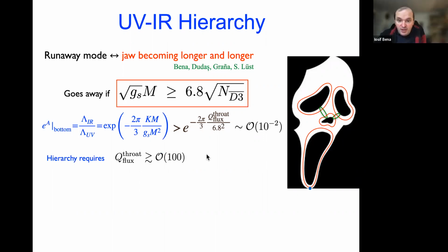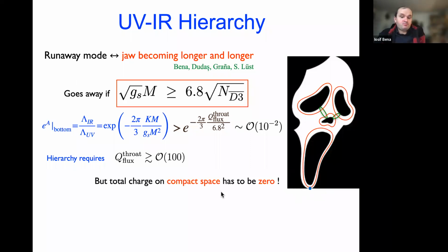Now, therefore, you can show that in order to get a hierarchy between the bottom and the top, this throat, this Klebanov-Strassler region, should have a Q3 flux charge dissolved in fluxes, which is of order 100. Again, that's the result of this calculation. That the flux, the tadpole contribution from the throat will be of order 100.